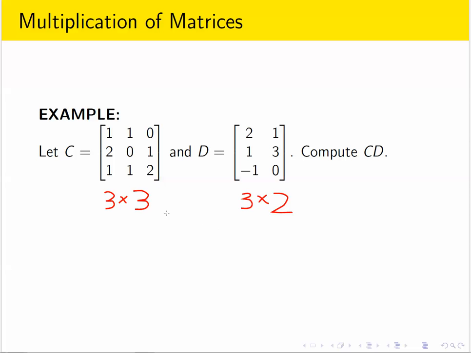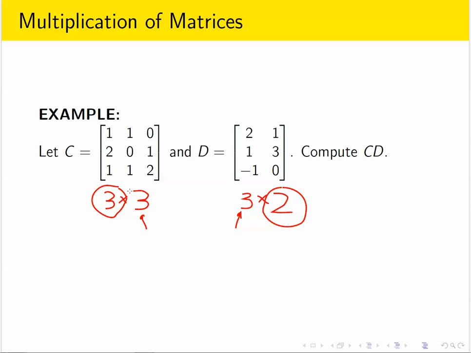Now, in order for the multiplications to make sense, C times D, we need the number of columns in C to match the number of rows in D, and it does. These inside numbers here, 3 and 3, match. That means we're allowed to multiply these matrices together. And then if we look at the numbers that are left over, those are going to tell us how many rows and columns the product has.